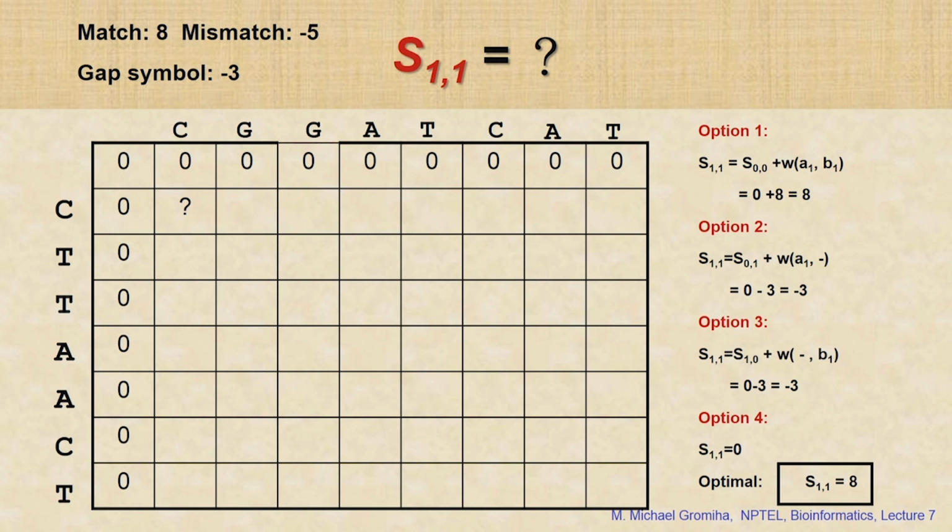This is equal to 8 because C and C is a match. Here this is a gap, minus 3, and the other gap is an insertion, minus 3. So, option four is 0. So, the maximum among these four is 8, so I put 8.